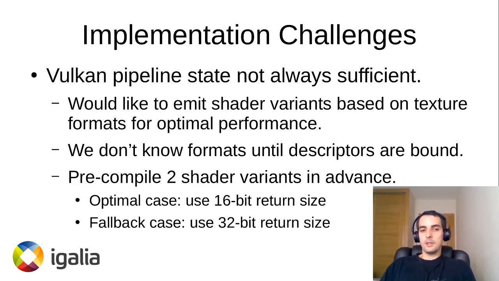The clearest case is the case of the textures, because depending on the texture format, the return size when you access the texture could be 16 or 32 bit, but you don't know the format until the descriptors are bound. So what we do in order to avoid a recompile during drawing is precompile two shader variants in advance. We compile an optimal case that assumes that the return size of the textures will be 16 bit. That in general will be the case for most applications and games. But we also precompile a fallback that uses 32-bit. So when rendering, when the descriptors are bound, if we find that we need a 32-bit format, we don't need to recompile, we just need to switch from one of the variants to the other.